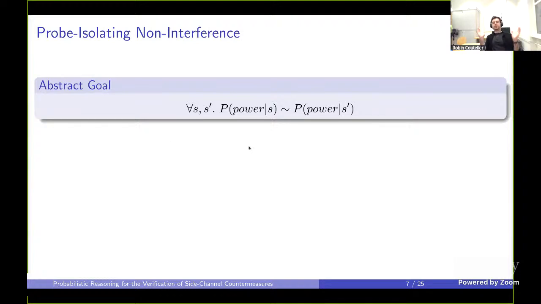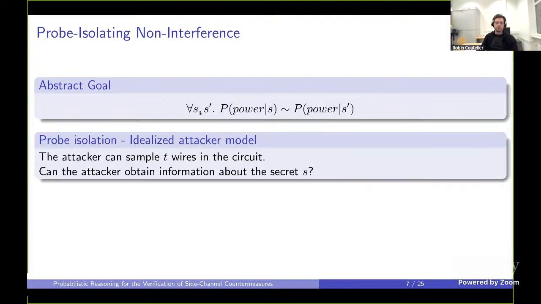So what is conceptually what we want? What we want is to prove that for all keys or all secrets, like a pair of them, their power consumption is roughly distributed the same way, or actually exactly distributed the same way, which is hard in practice to model. So as always, we just formalize an attacker and we idealize it. And we say the attacker can, within the circuit, measure T wires. The higher the T, the more powerful the attacker is, and the more sturdy the circuit must be. And based on the values of those T wires, can they infer what the secret is?